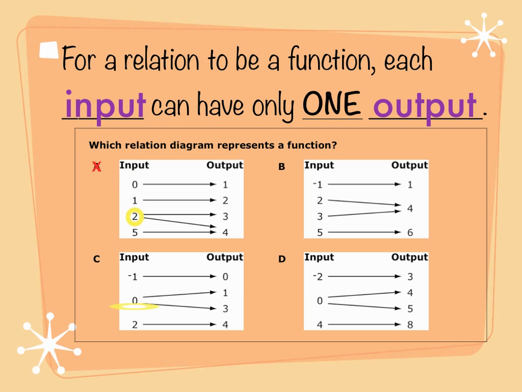-1 has one output, but when you get to 0, 0 has two outputs, 1 and 3, meaning it cannot be a function. And then same thing with D. -2 only has one output, 4 only has one output, but 0 has two outputs, both 4 and 5, so it cannot be a function. So my answer here is B.